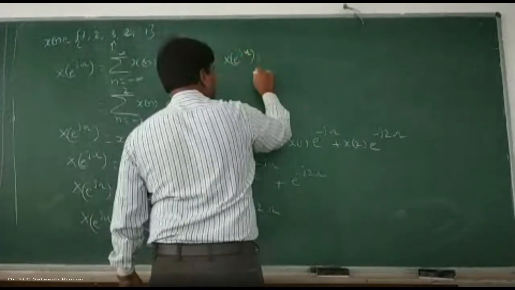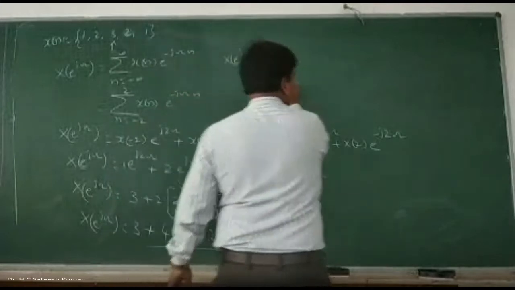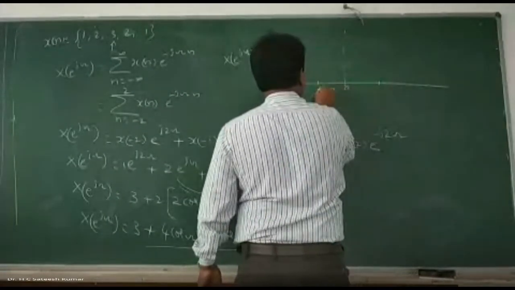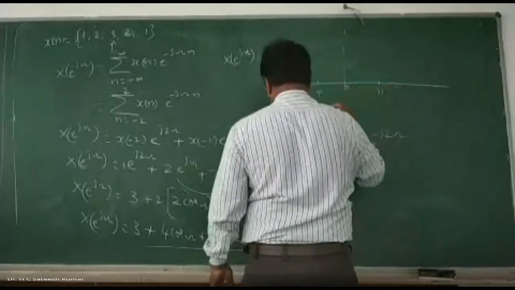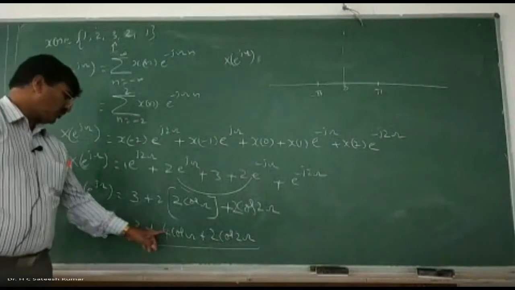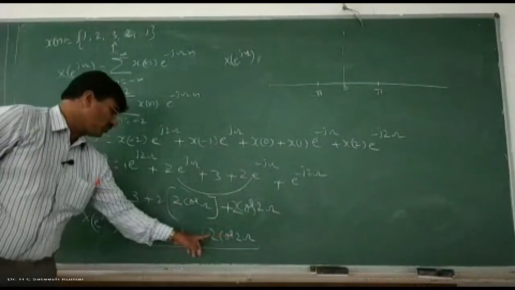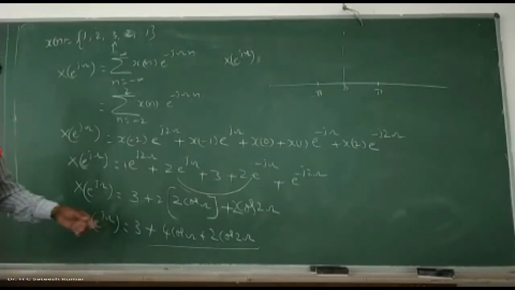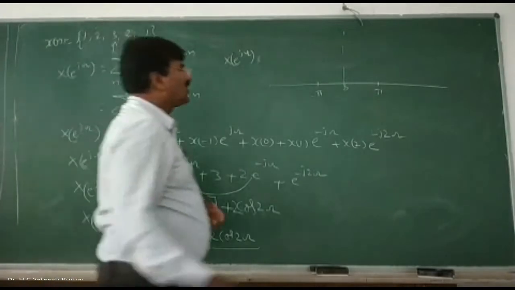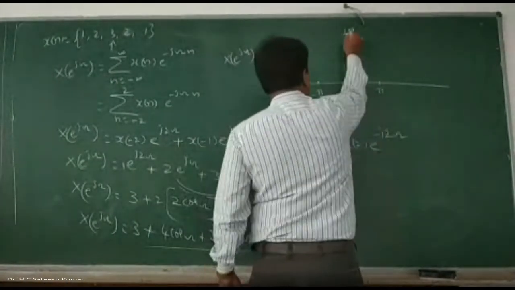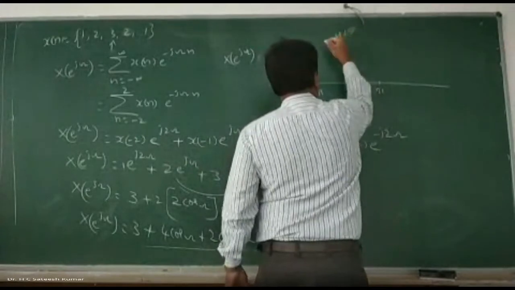X of e to the power of j omega is continuous with respect to frequency. It is not discrete. So you can write it: 0, pi, minus pi. At 0, cos 0 is 1, cos 0 is 1. So therefore, 4 times 1, this will become 1, 2 plus 4 plus 3. So how much is that? 4 plus 2, 6 plus 3, 9. At 0, its value is 9.